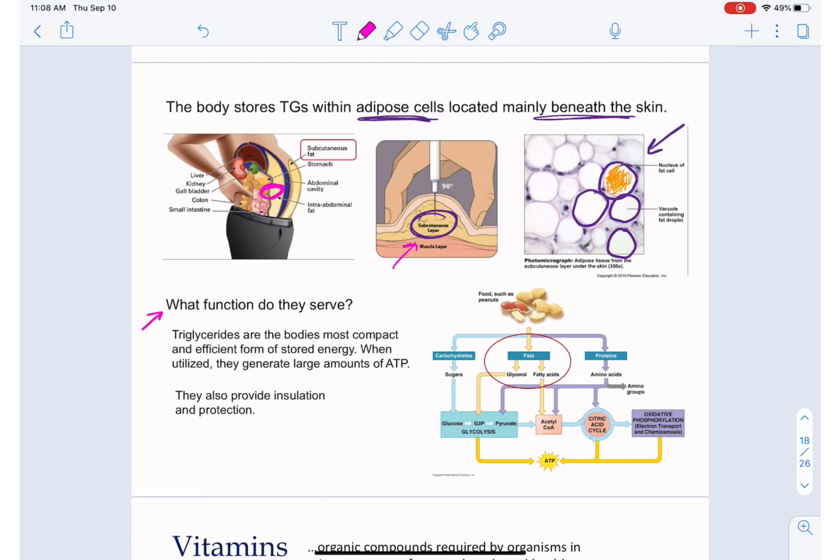So what functions do triglycerides serve? Well, triglycerides are a major source of energy. They're the body's most compact and efficient form of stored energy. And so within these little adipocytes, there's a lot of potential stored energy. And you can see that these triglycerides can be broken down into glycerol and fatty acids, and both of these enter different parts of the cellular respiration process and can be used to generate ATP. So it's an energy source. We store energy this way.